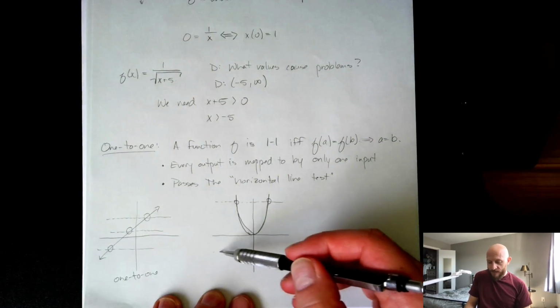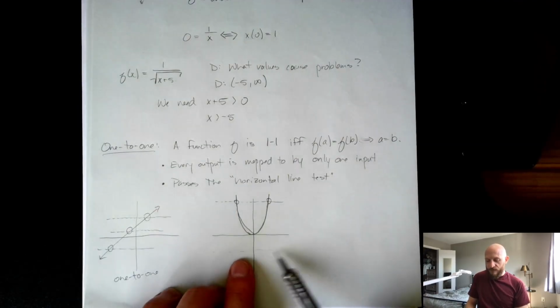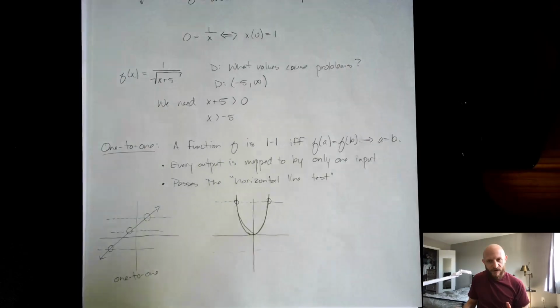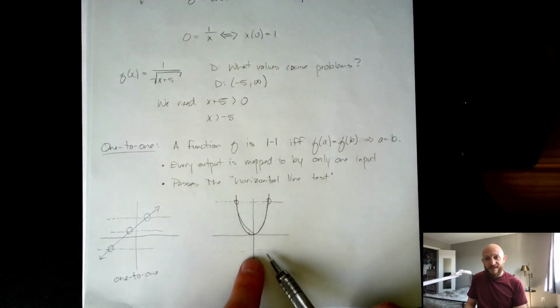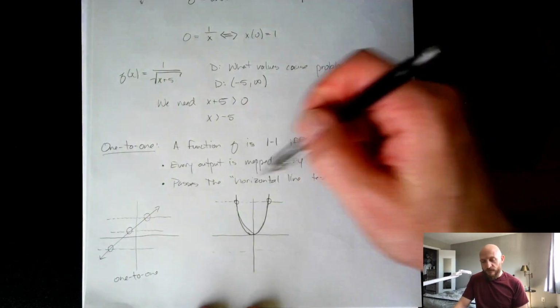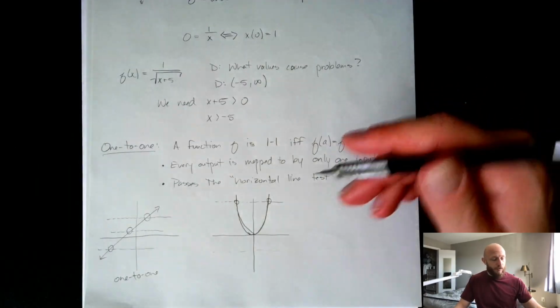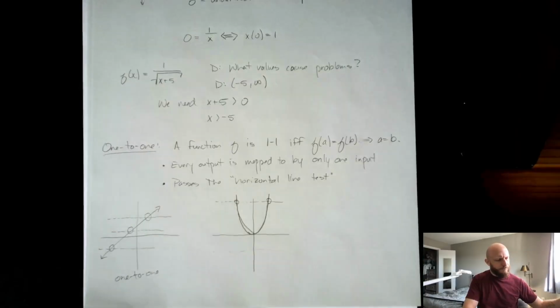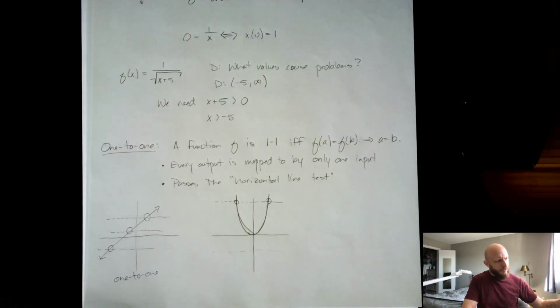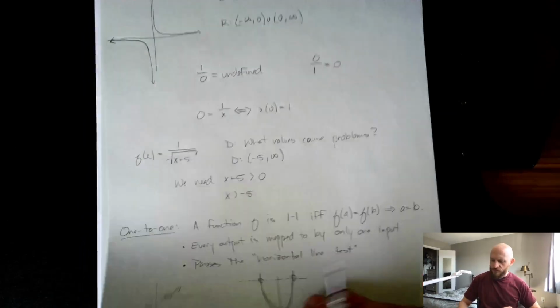And by the way, it doesn't matter that we can put a horizontal line down here and it doesn't touch the graph at all. That says nothing. That's just outside of the range. So your horizontal line needs to go through the range of the function in order to determine whether or not it's one-to-one. And you can sort of algebraically prove that something is one-to-one.